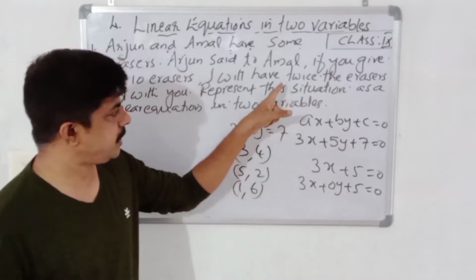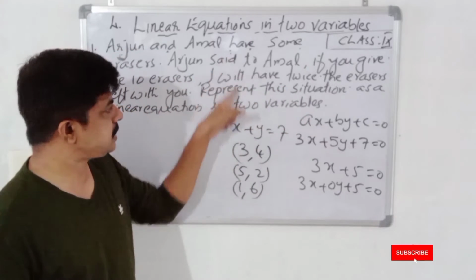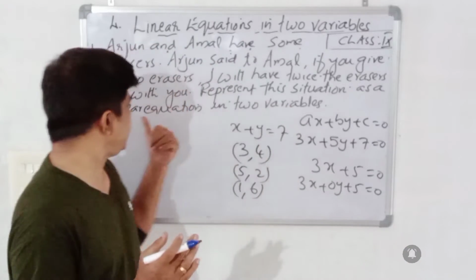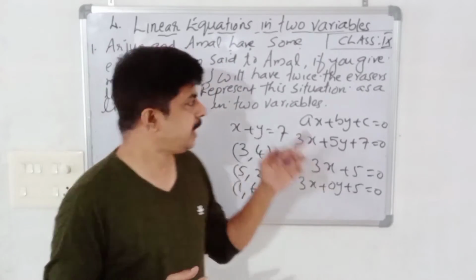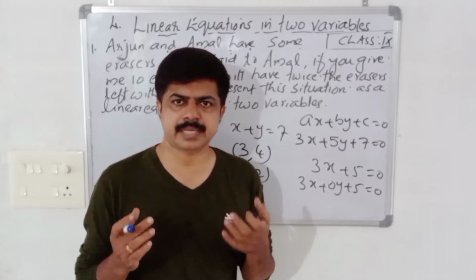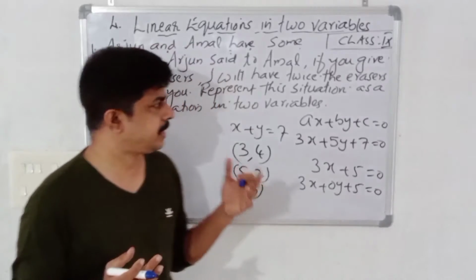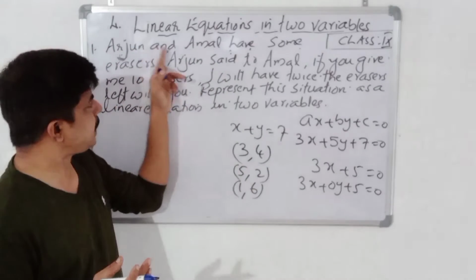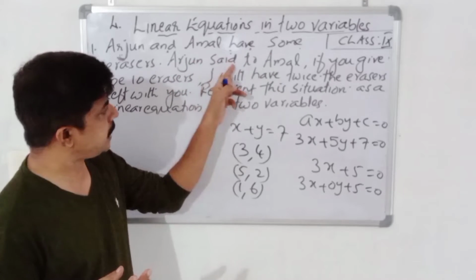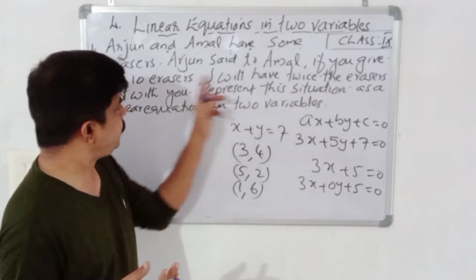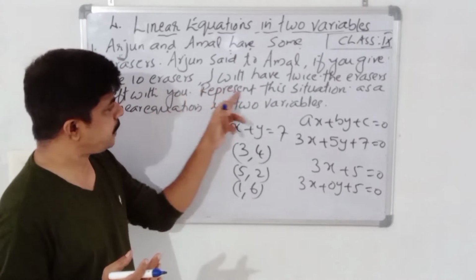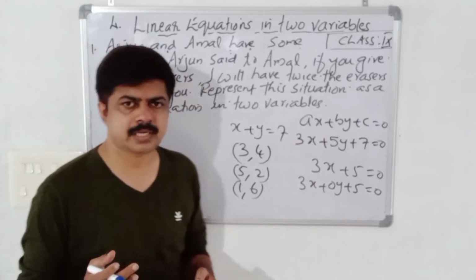Now let us see one situation-based question here. A situation is given. We have to express this as a linear equation in two variables. Let us see. Arjun and Aman have some erasers. We don't know the number of erasers with them. Now let us take that Arjun has x erasers, Aman has y. Arjun said to Aman, if you give me 10 erasers, I will have twice the erasers left with you. Represent this situation as a linear equation in two variables.